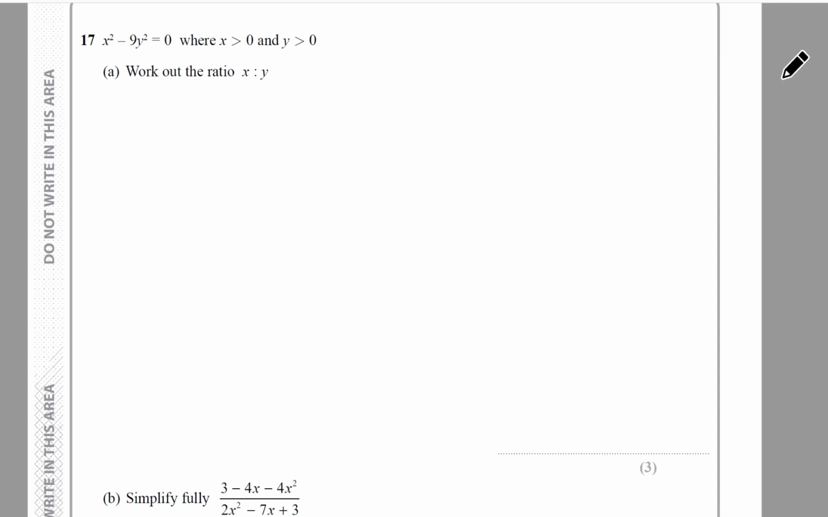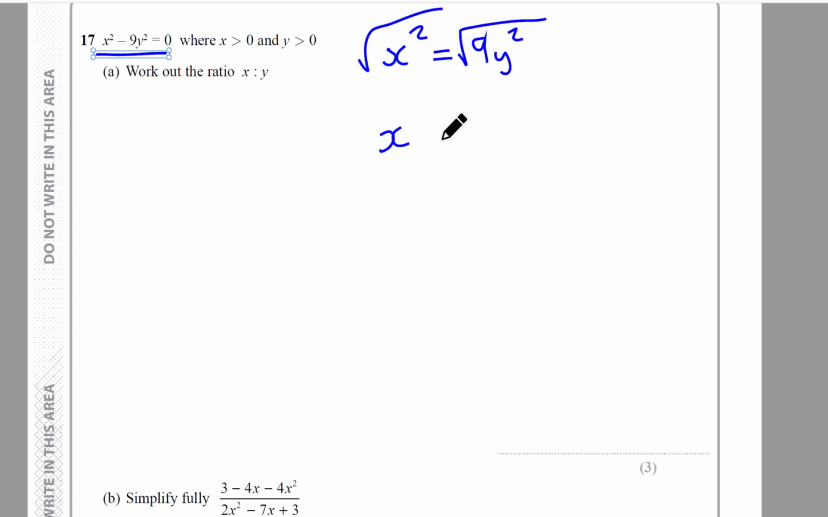Okay, so how would you work out the ratio of x to y? Now, there's more than one way to do this, but I would probably do this. Add 9y squared on both sides, so we get x squared equals 9y squared. Now let's square root both sides. So we are left with x equals, the square root of 9 is 3, and the square root of y squared is y.